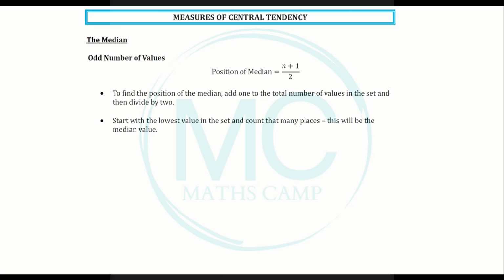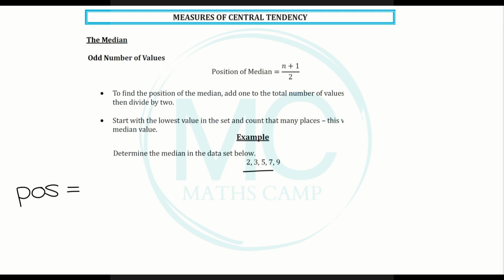Let's look at a very basic example. Determine the median in the data set below. We have 5 values. So I can say the position of the median is equal to n plus 1 over 2. N is 5, so I say 5 plus 1 over 2. 5 plus 1 is 6, divided by 2 gives me 3. This is the position of my median. Now I start at the far left and I count 3 digits. 1, 2, 3. And I can see the median is equal to 5.